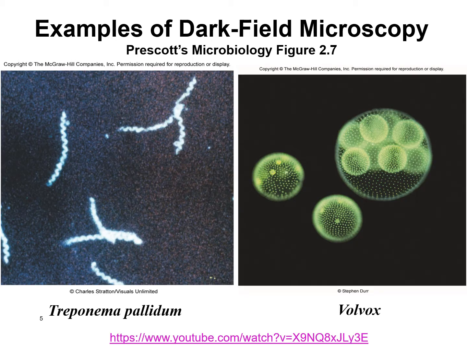So here's a picture of Treponema pallidum bacteria looking through the dark field microscope. So notice that the background is dark, and then you can see the bacteria is very bright. So bright image with a dark background, that tells you it's a dark field microscope that took this image. And these are living bacteria.